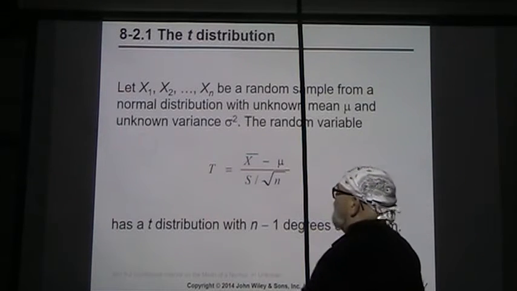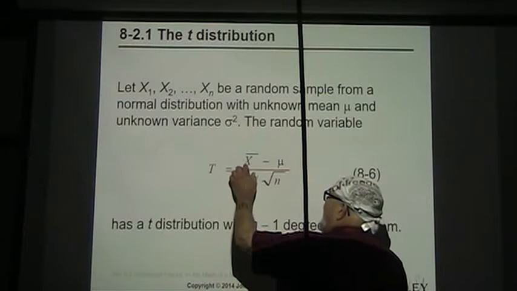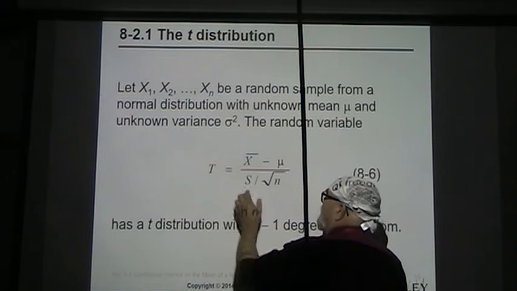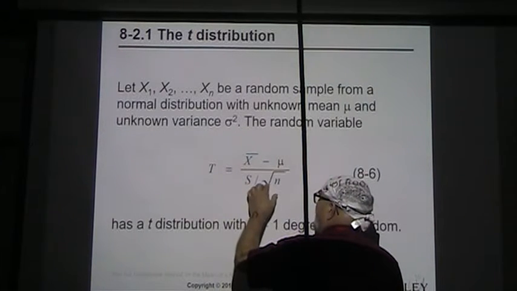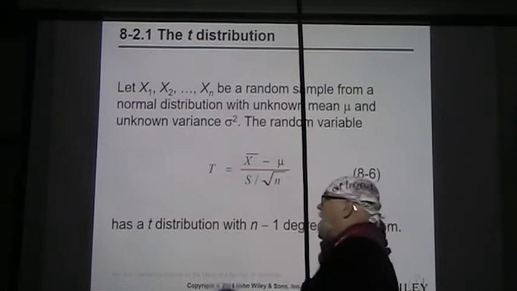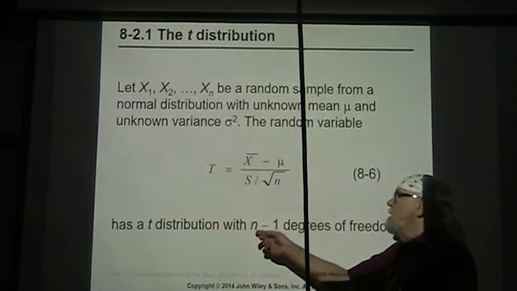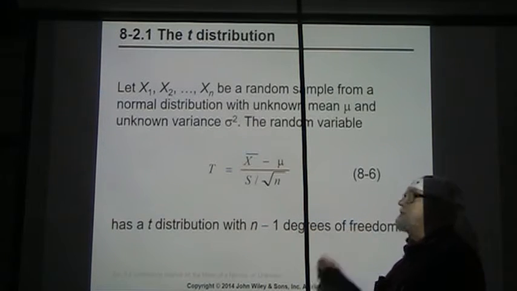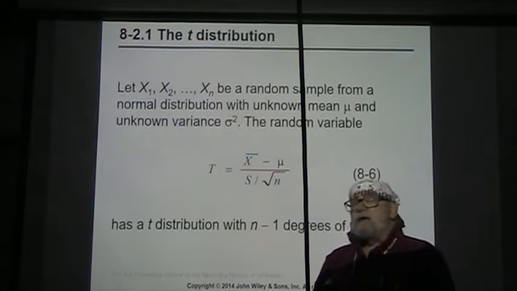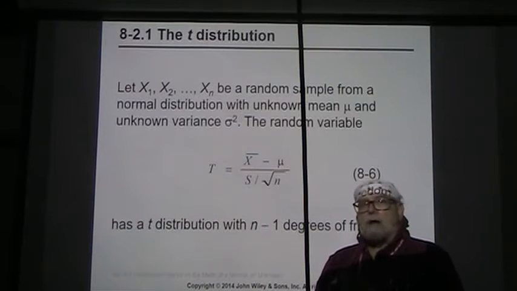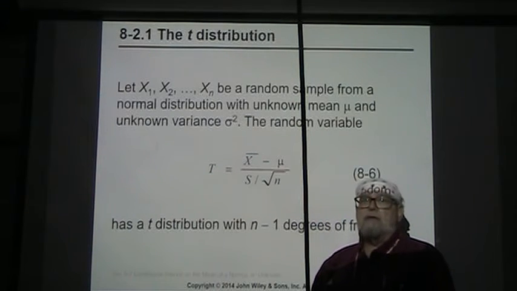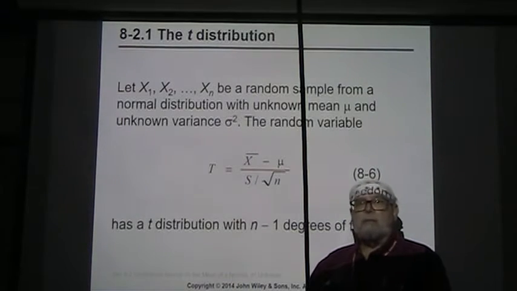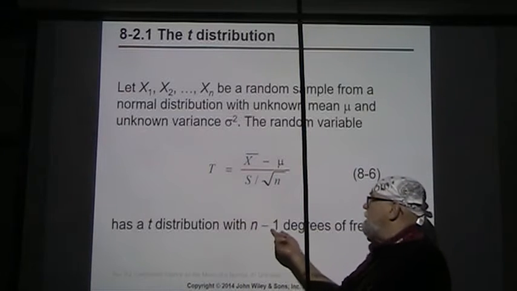The random variable t equals x bar minus mu divided by the quantity sample standard deviation divided by square root of n has a t-distribution with n minus 1 degrees of freedom. Okay, so degrees of freedom are going to be part of what we are going to be looking at in the t-distribution. And again, degrees of freedom in this case, all it means is n minus 1.